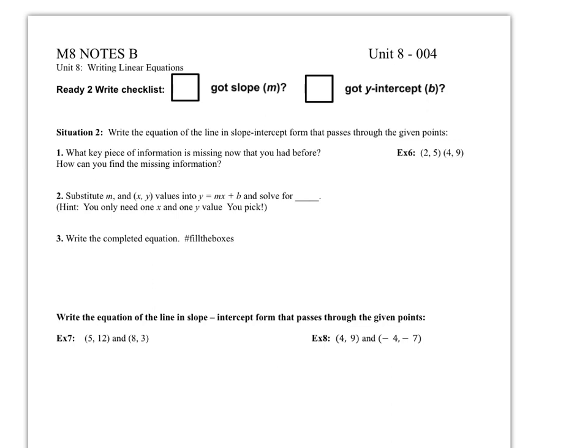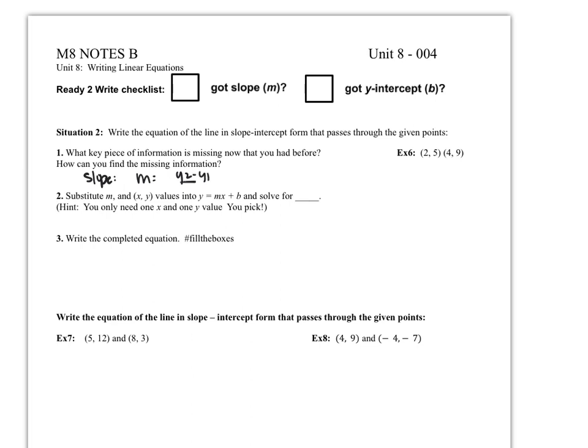So in this next situation, if I look at examples 6, 7, and 8, I cannot check either box. I don't have the slope, and I don't have the y-intercept because neither of my points is special. So the first piece of information that's missing now that I had before was my slope, and in order to find that, I can use the subtraction fraction.